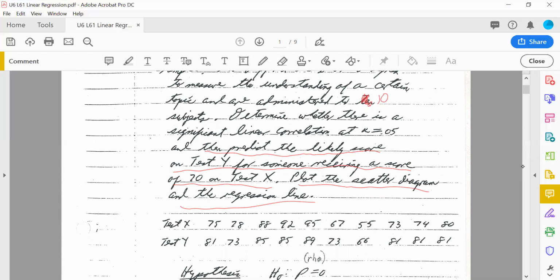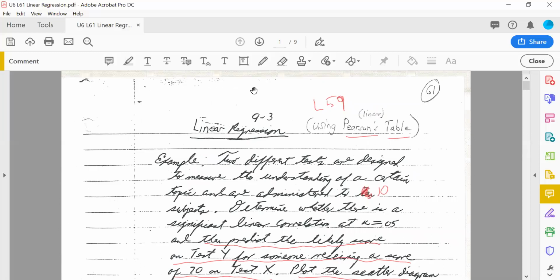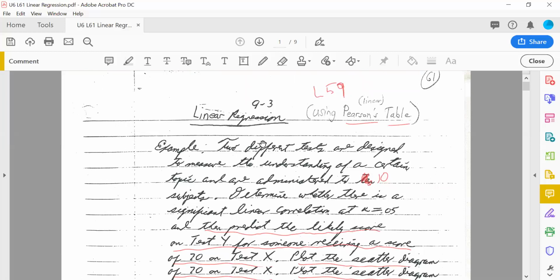Okay, so correlation is just determining if there is a relationship and the strength of that relationship. Is it a positive correlation? Is it a negative correlation? Then linear regression goes one step further. Linear regression then makes predictions based on the correlation. So correlation comes first, regression comes second.